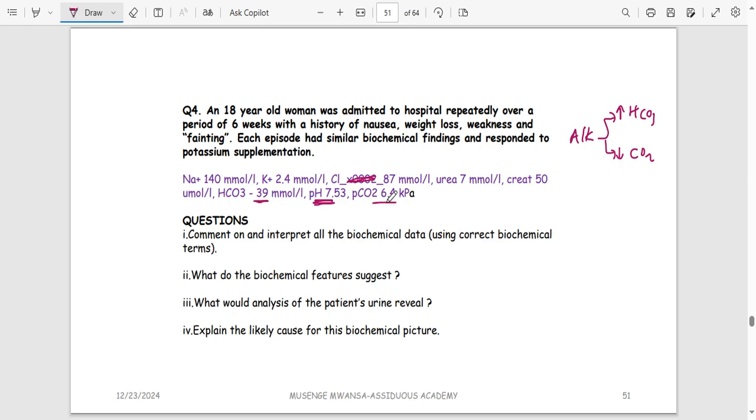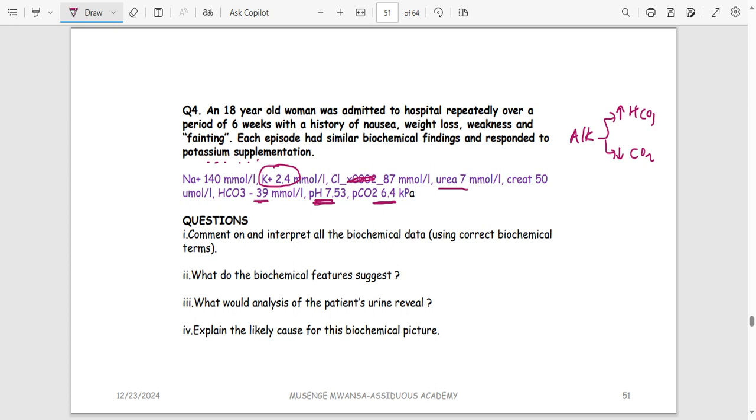And then carbon dioxide is 6.4. It is slightly high, so meaning that this is a compensation. There is a respiratory compensation that is happening since this is a metabolic problem. So we have got metabolic alkalosis with partial respiratory compensation. Besides that, because of responding to potassium supplement, and even looking at the value, potassium is low, so there is severe hypokalemia, and then you can also see urea.